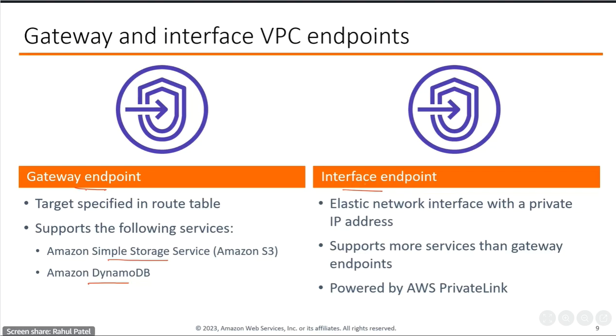Okay. Again, when you are using a gateway endpoint, you have to specify the target in the route table. Whereas in case of an interface endpoint, it generally uses a private IP address from your CIDR range. Okay. Again, this interface endpoint is something that is powered by AWS PrivateLink. So let's understand with the diagram how the gateway endpoints and interface endpoints work here.